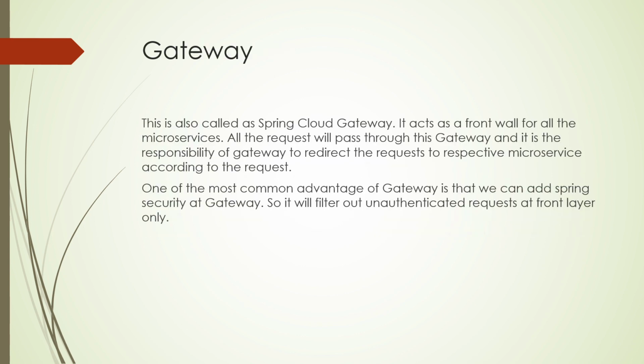Gateway. This is also called as Spring Cloud Gateway. It acts as a front wall for all the microservices. All the requests will pass through this gateway and it is the responsibility of gateway to redirect the request to the respective microservice according to the request. One of the most common advantages of gateway is that we can add Spring security at gateway. So it will filter out unauthenticated requests at the front layer only.